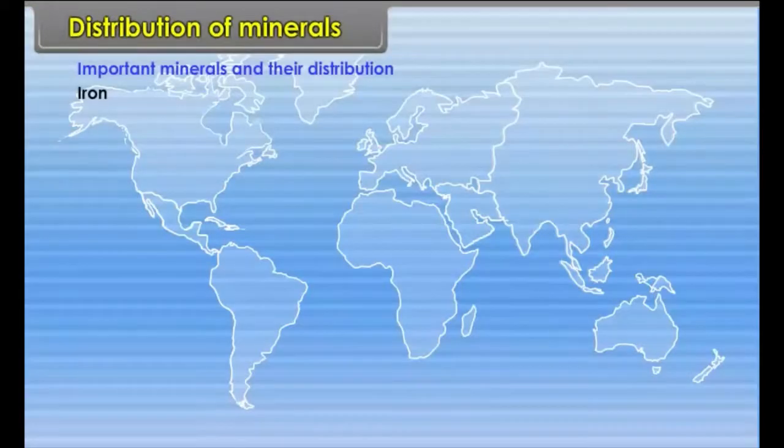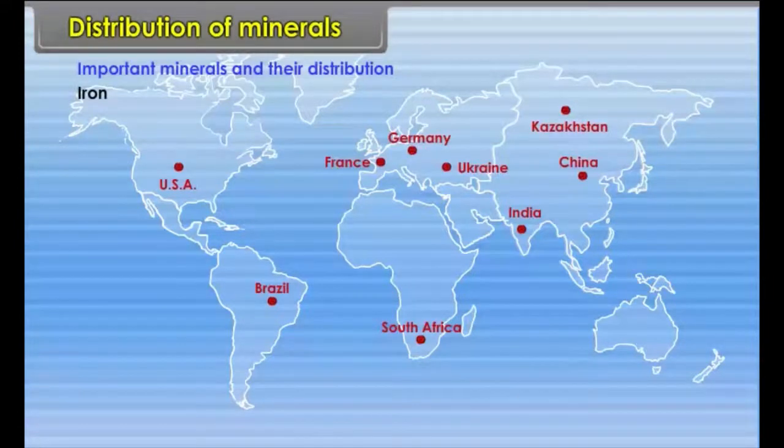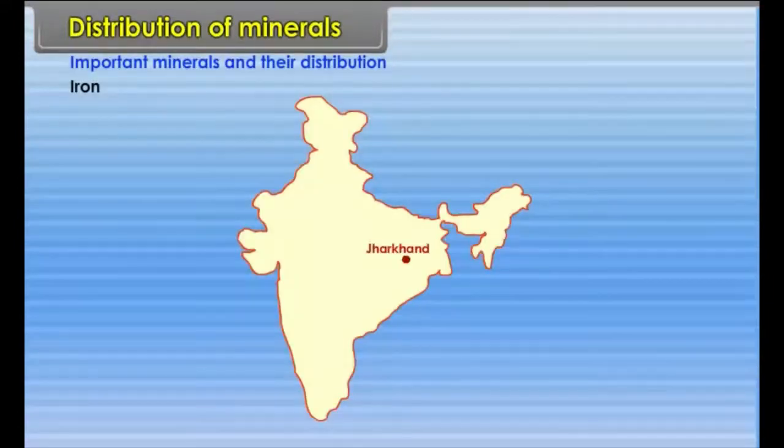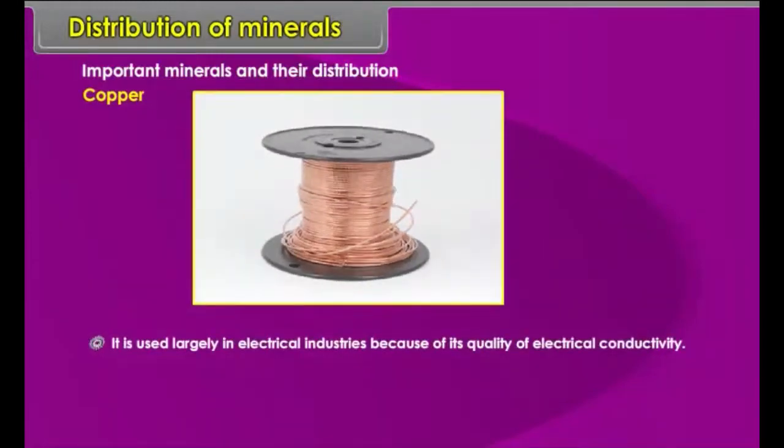Location: World: Ukraine, Kazakhstan, USA, China, India, Brazil, France, Germany, South Africa, etc. In India: Jharkhand, Orissa, Chhattisgarh and Madhya Pradesh. Copper. It is used largely in electrical industries because of its quality of electrical conductivity.